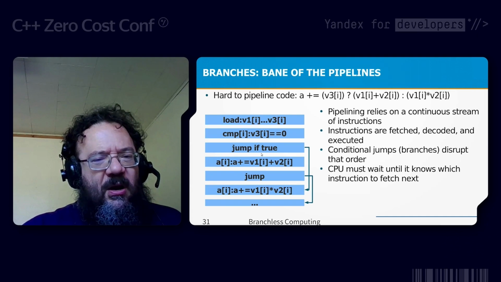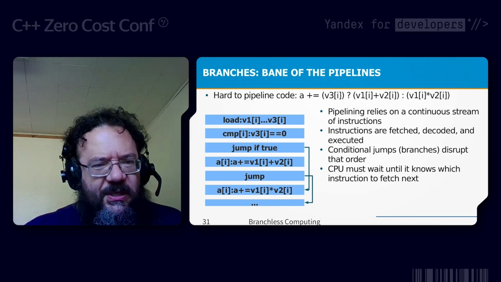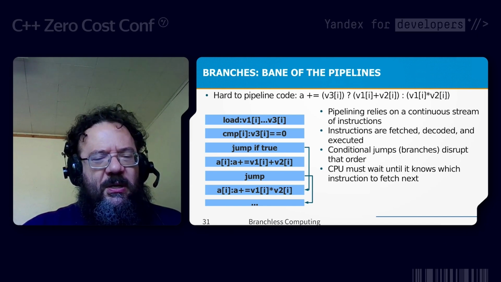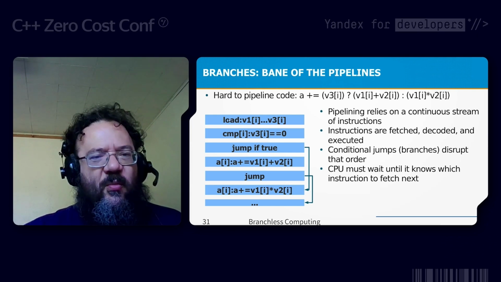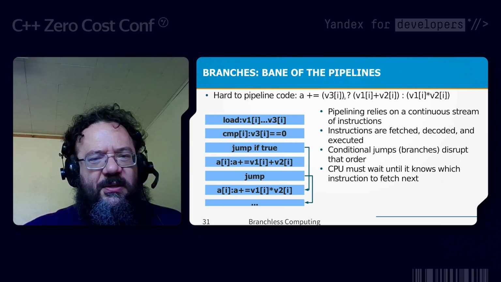In the compiler, the loop doesn't get unrolled. The compiler still generates the loop. The processor generates the unrolled code. So let's see now how that looks from the point of view of the processor. Well, here is some hard to pipeline code where we don't know if we're going to be doing plus or star, depending on some data here.